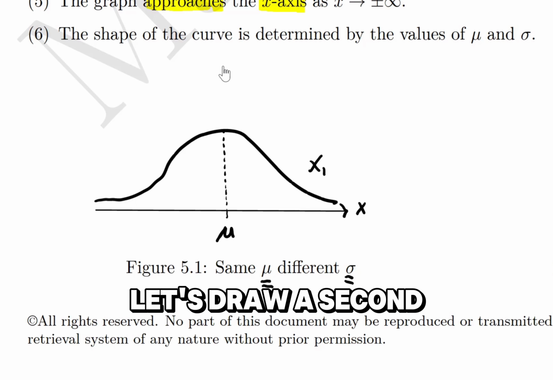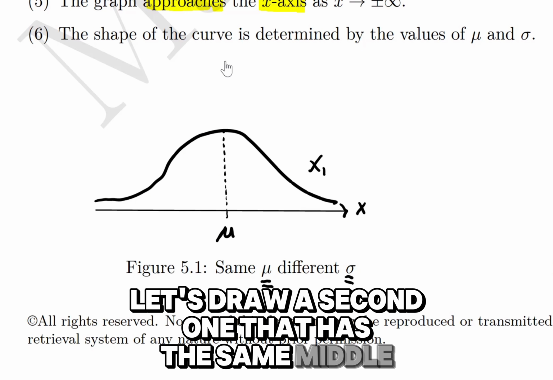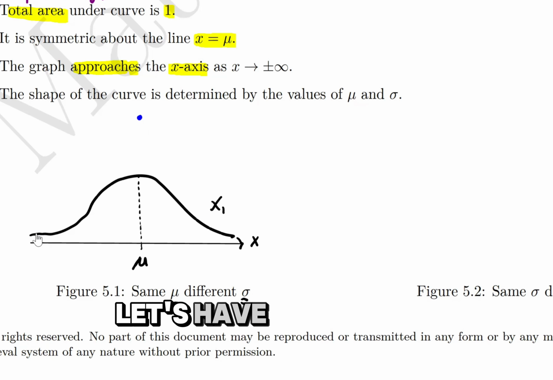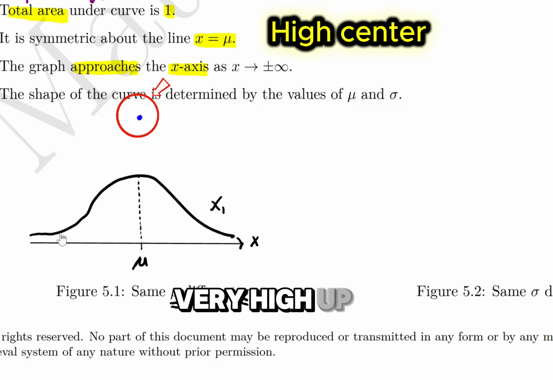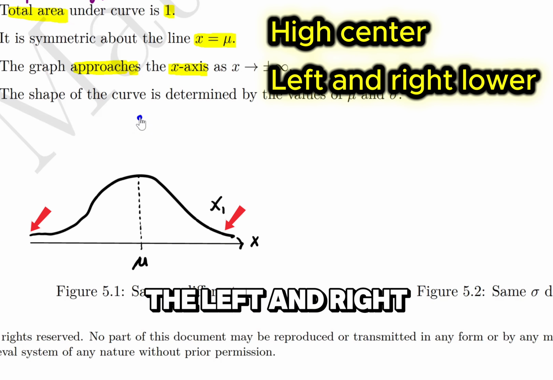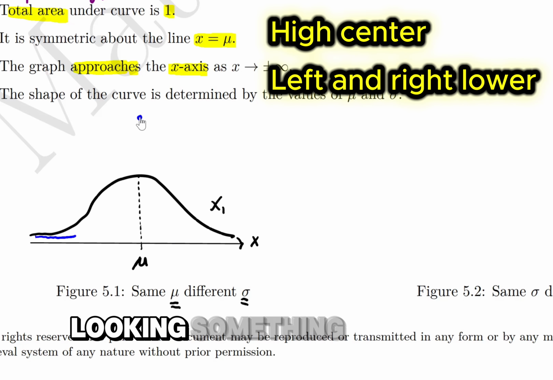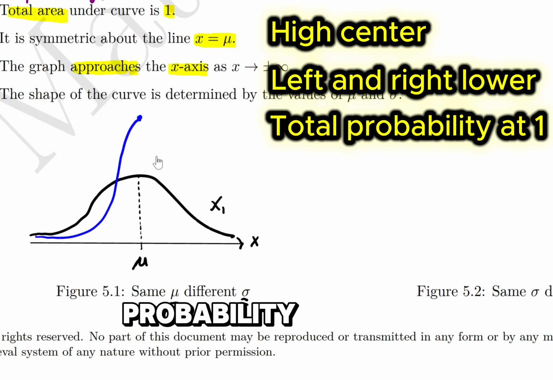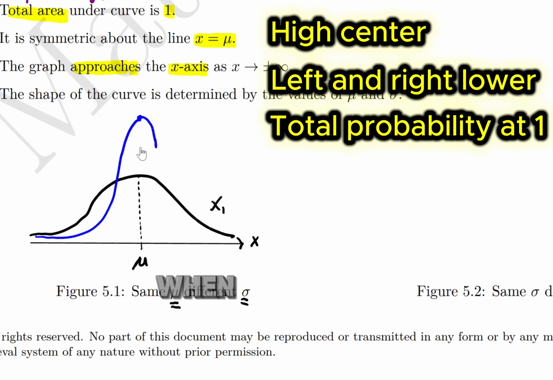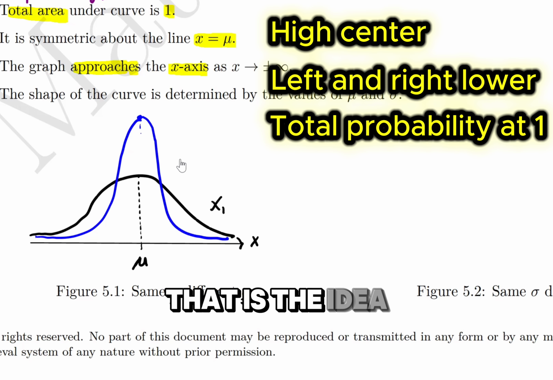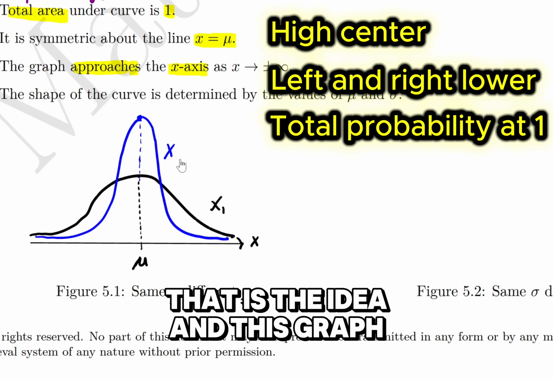Let's draw a second one that has the same middle, but we draw something very extreme. Let's have the highest point very, very high up. If the center is very high up, the left and right extreme ends will be lower, looking something like that, because you are supposed to maintain the total probability to be the same area at 1. So if the center is very high, when we draw it out, the extreme ends will be very low. That is the idea. And this graph is x2.